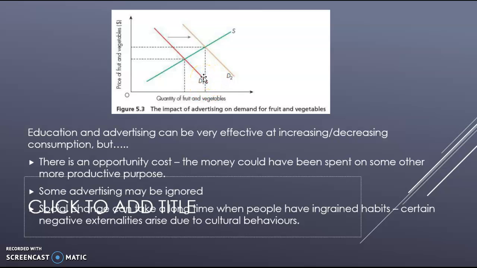Of course, it's not always going to be effective. Some people will not see the advertising or the education campaign, or they'll see it and they'll ignore it. It can be difficult to change people's behaviour, particularly if it's something that they've done as a habit for a long time. If they've been eating unhealthy food, for example, for a long time, they're probably not just going to change overnight because they see a few ads on TV telling them to eat more apples and carrots.